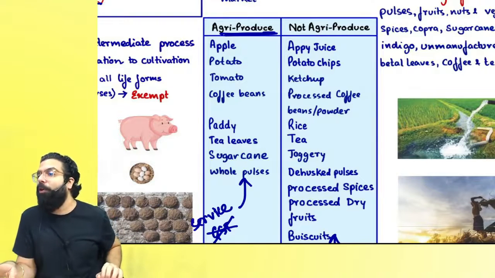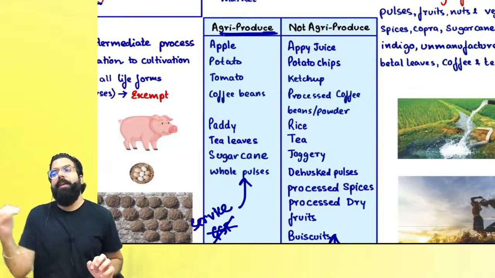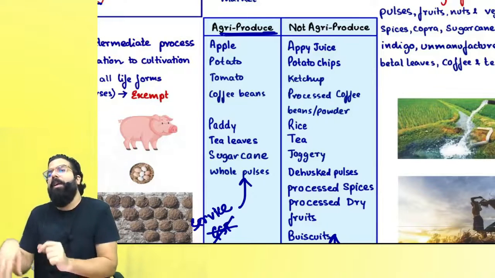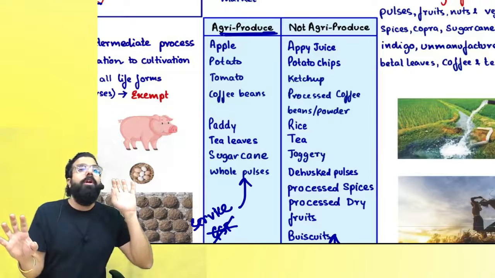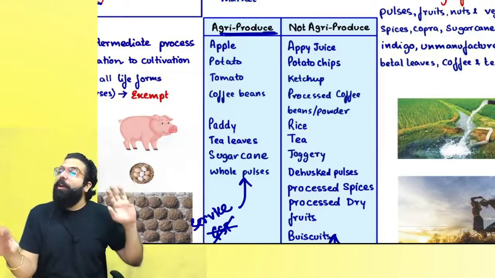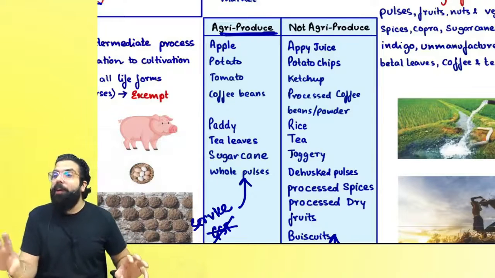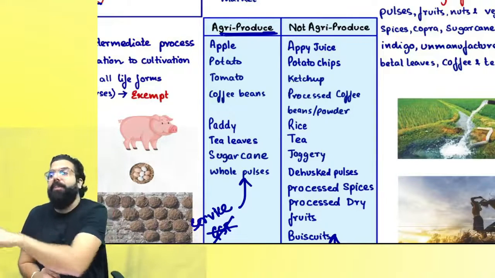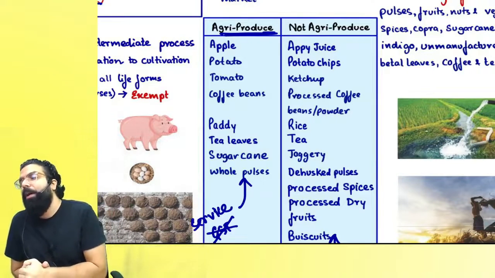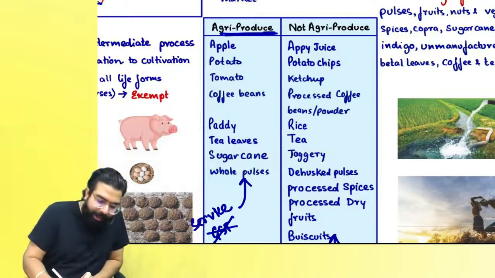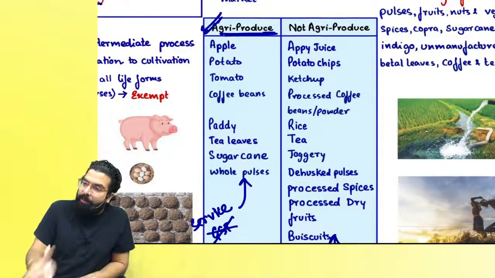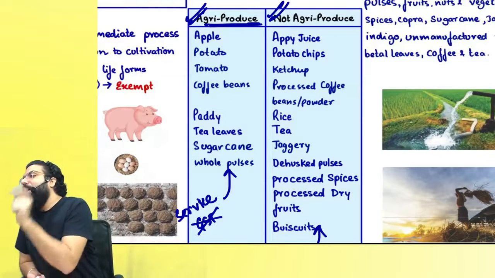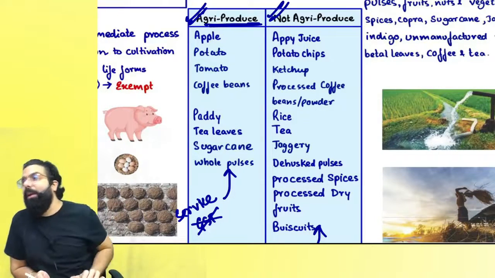Tomato remains tomato, then the services a person has given you, cooling, bulk packing, etc., GST will not come. But if a person has converted apple into apple juice, or tomato into ketchup, potato into chips, all these processes are taxable. Always remember, if agricultural produce remains agricultural produce, then on that process GST will not come. But if a process results in agricultural produce becoming non-agricultural, then GST will come.